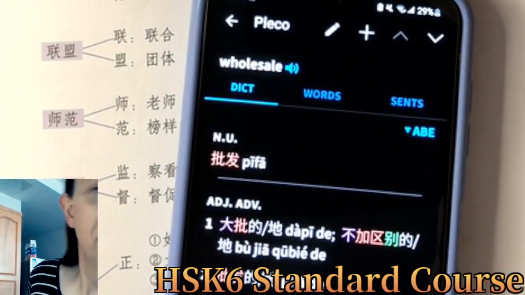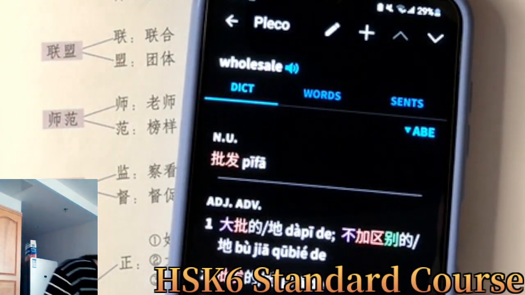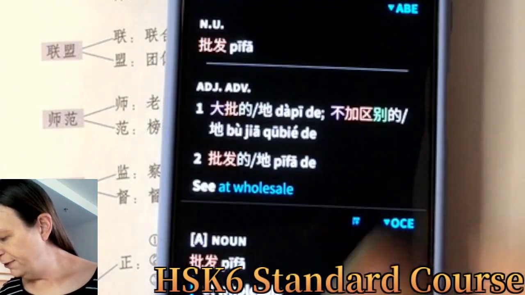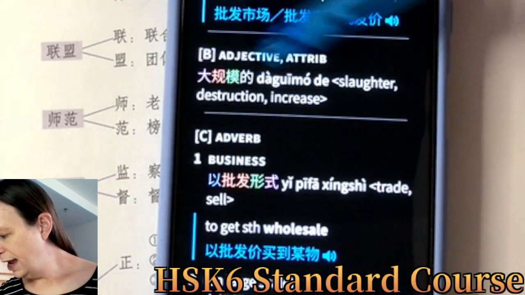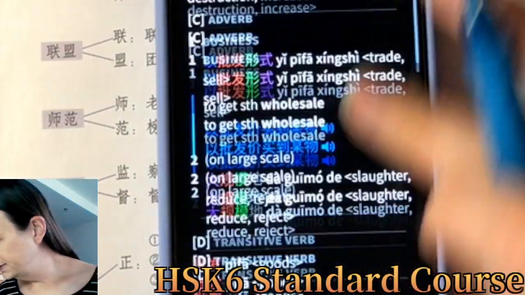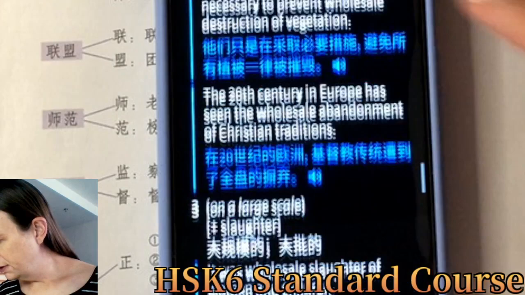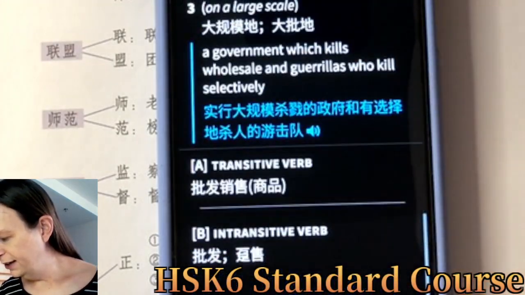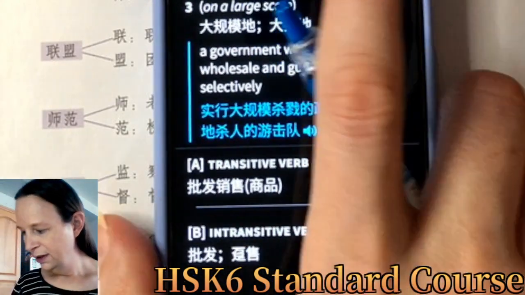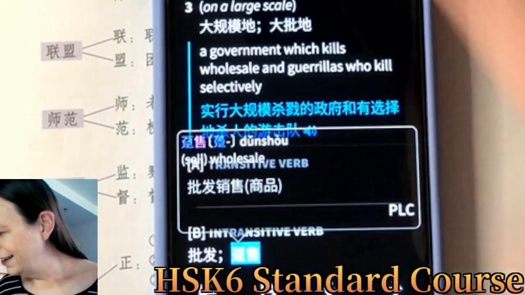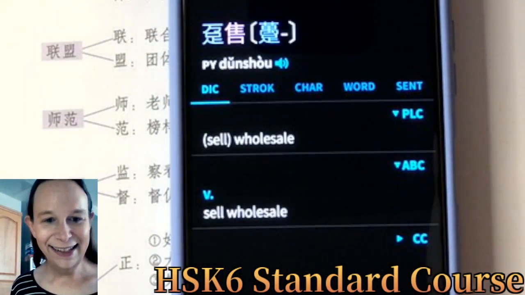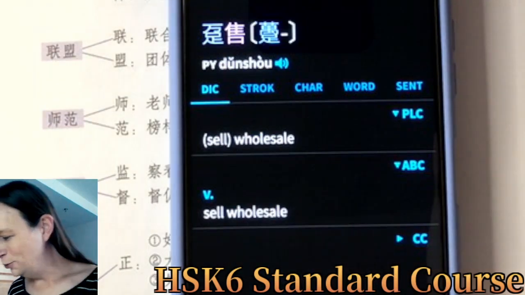Sorry, where's my tissue? 不加区别的批发的批发。大规模. There was another word I was thinking of, but maybe I'm not getting it. Oh, this one. Literally the last word. 轮售. Where did I see that word? That character. 轮售.